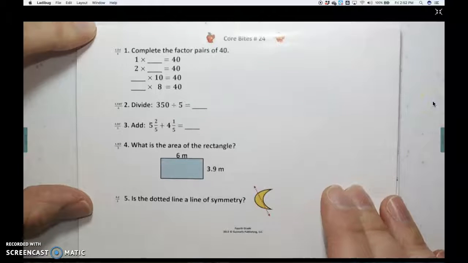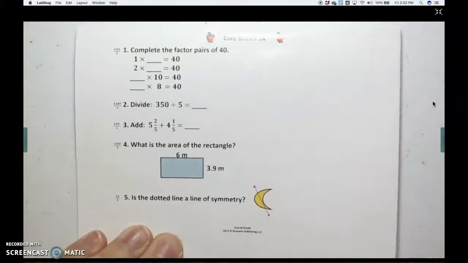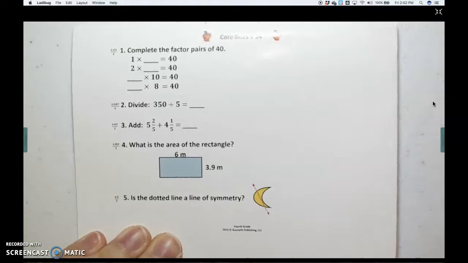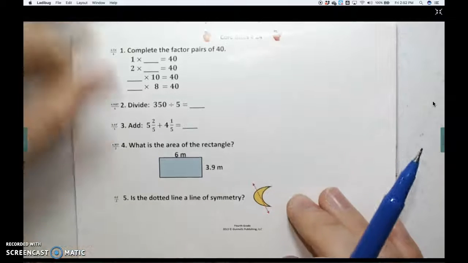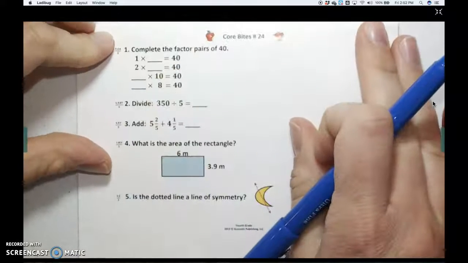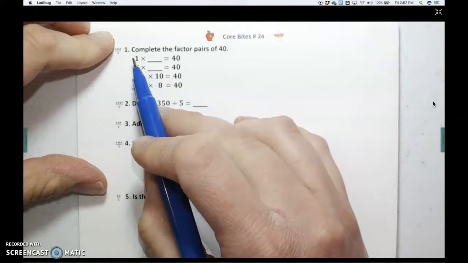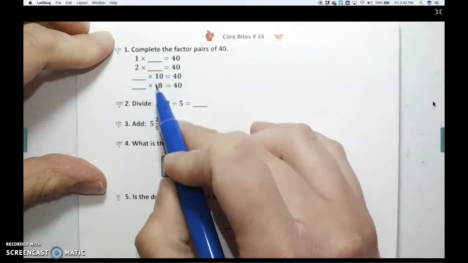All right, everybody, this is your Core Bites number 24. So make sure you make your corrections on your paper. The first one says complete the factor pairs of 40. And that's great because we've actually been doing that in math recently. So we always start with the lowest numbers and then fill in from there.